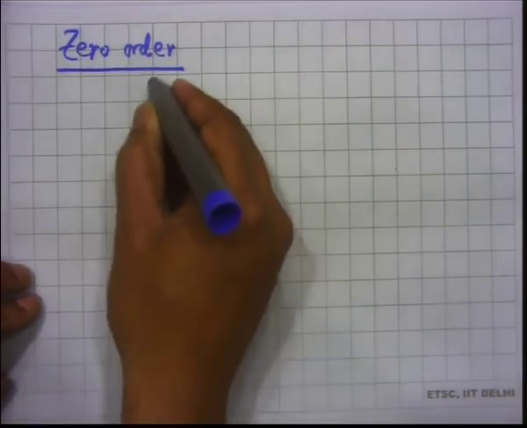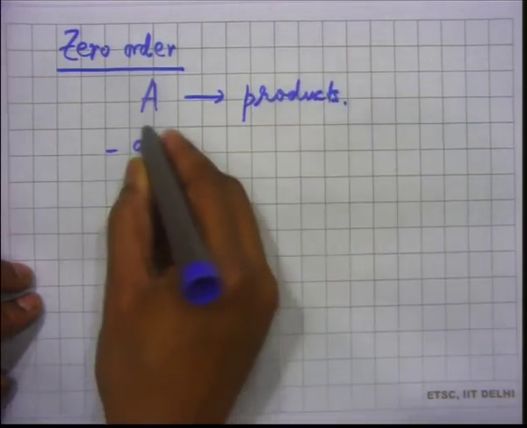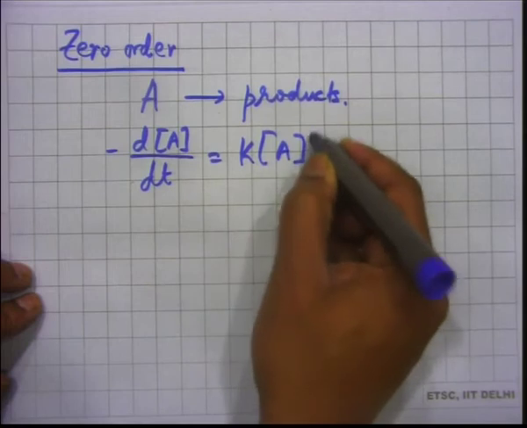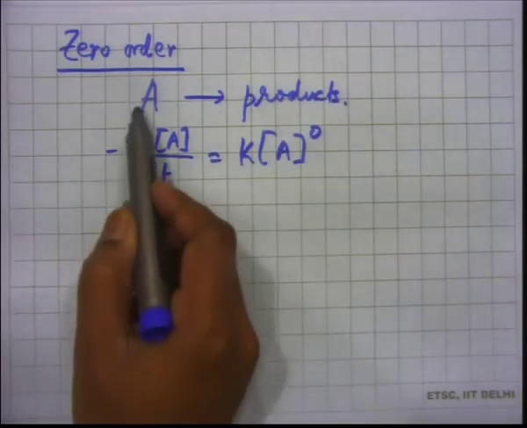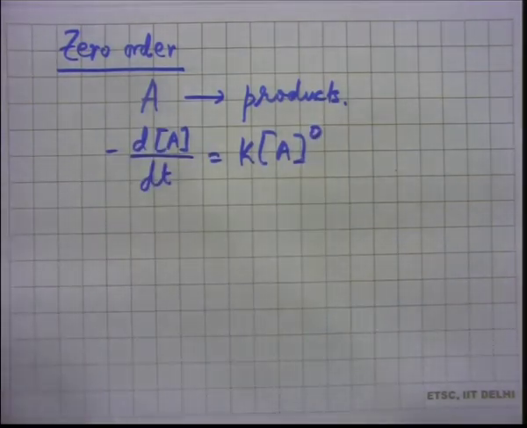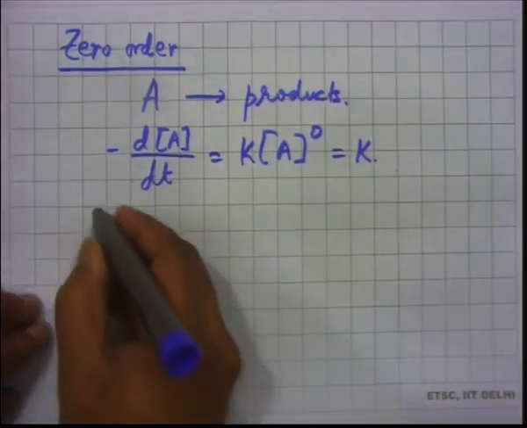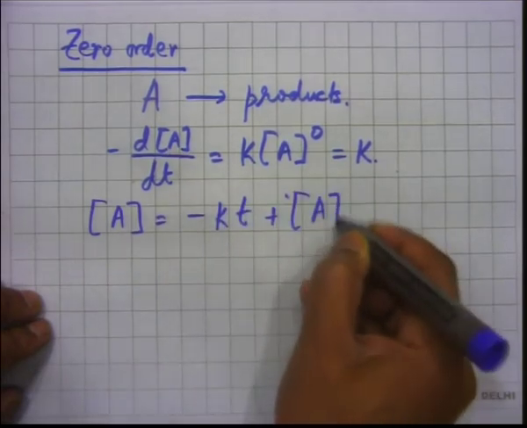Okay. So 0 order will mean A going to products, and minus dA/dt for 0 order reaction is actually this. 0 order means this concentration of A raised to the power 0. So if you go by law of mass action strictly, then you will tend to put 1 here, but that is not the way it works. So these are certain class of reactions in which it is 0 order, so that is why you see 0 here. So that means this is K, and this tells you that concentration of A is just this.